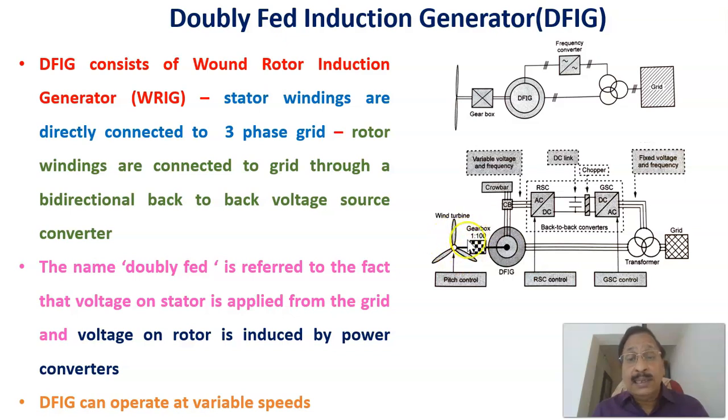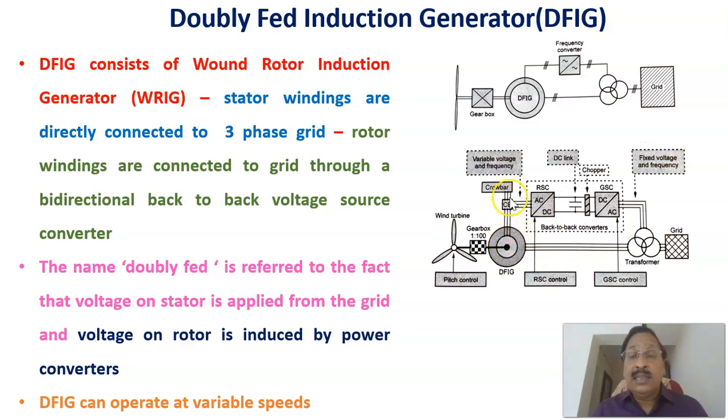This is the wind turbine, which is connected to the rotor through a gearbox mechanism to increase the speed. This is the rotor of the induction generator, and this is the stator, which is directly connected to the grid through a three-phase transformer. The rotor induces a voltage that depends upon the difference between synchronous speed and rotor speed. We call that difference the slip.